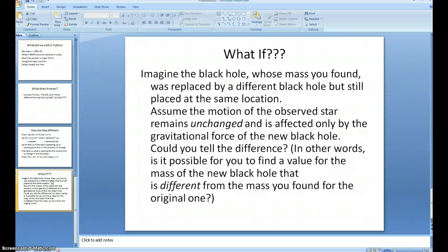Finally, the what if: imagine a black hole whose mass you have found was replaced by a different black hole, but still placed at the same location. If everything is still the same, the star's trajectory is still the same, and is affected only by the gravitational force of the new black hole, could you tell the difference? No, you actually really couldn't, because everything is still the same about the trajectory of the star. And since we only have one gravitational constant, everything else would still be the same. So if the masses are different, there's no way to tell, given what we know.